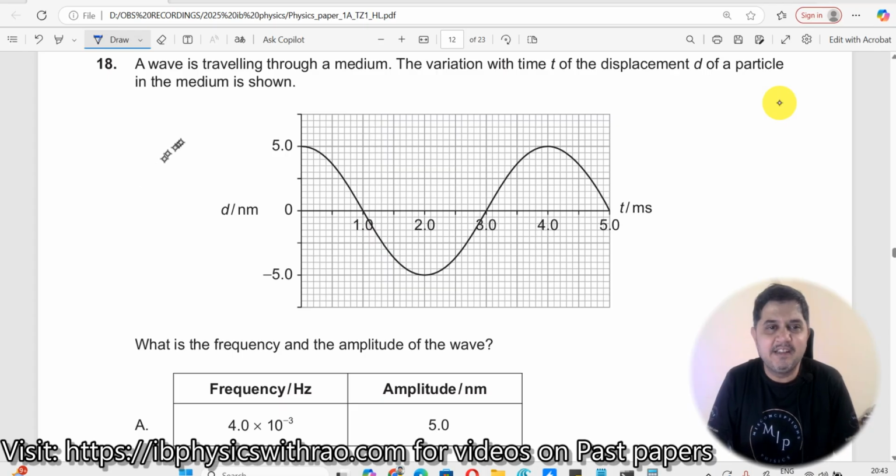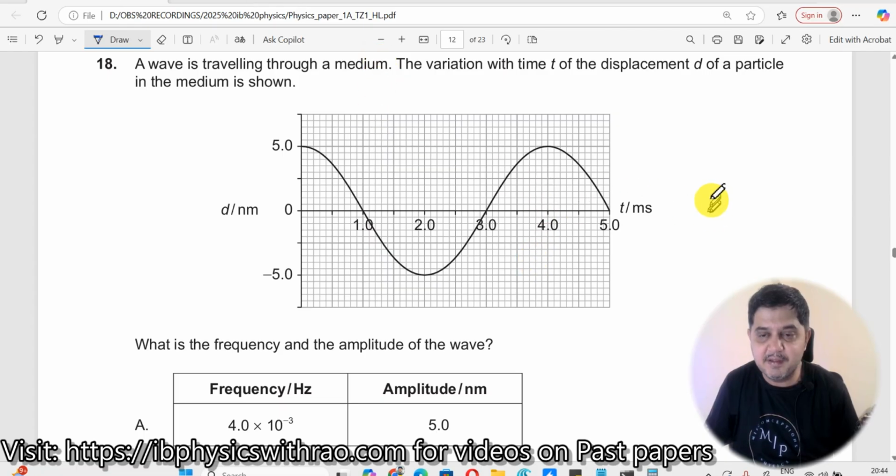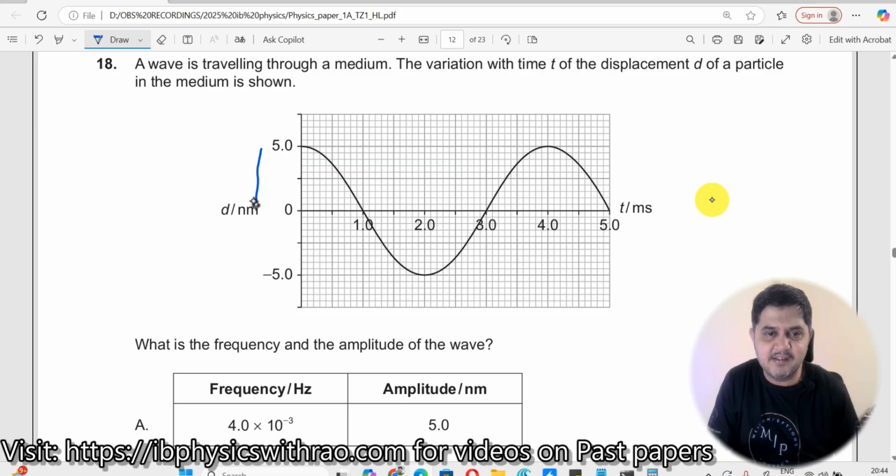So now let us begin with this. A wave is traveling through a medium. The variation with time t of the displacement of a particle is shown. The wave is now shown over here. What is the frequency and amplitude of the wave? Very, very easy question. The amplitude of the wave, very easy. So you can say this is my amplitude, which should be 5 nanometers.